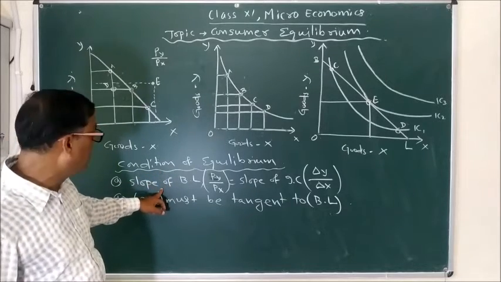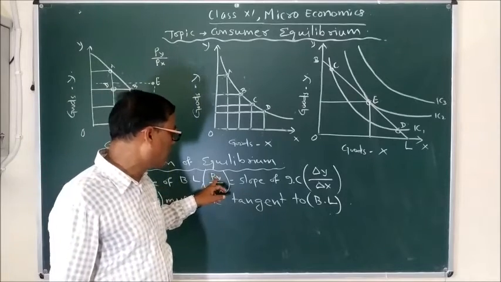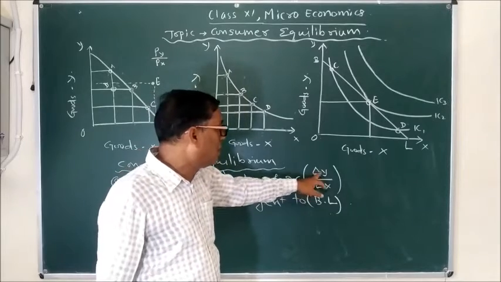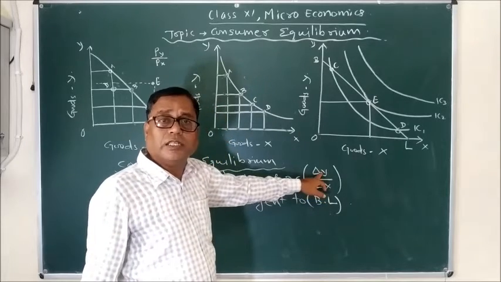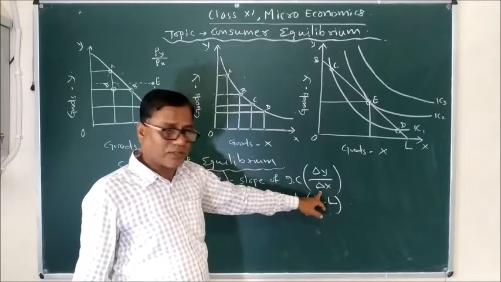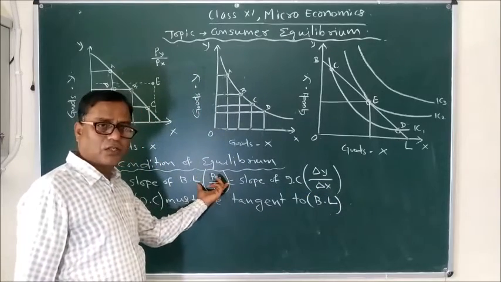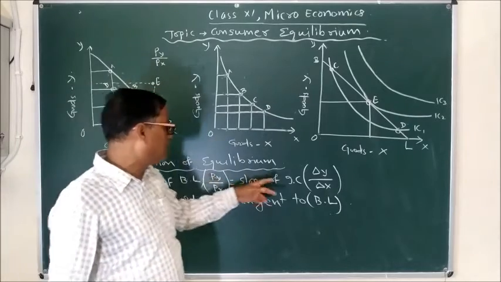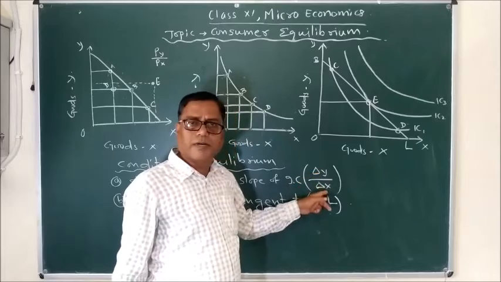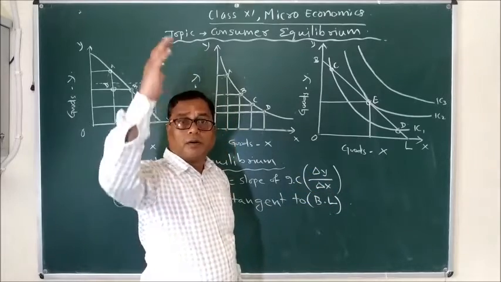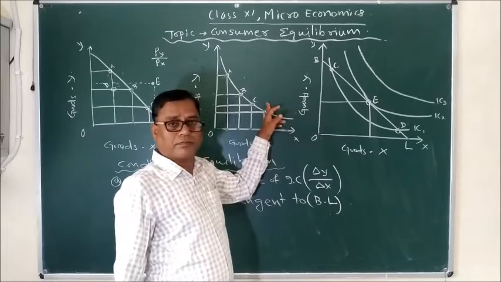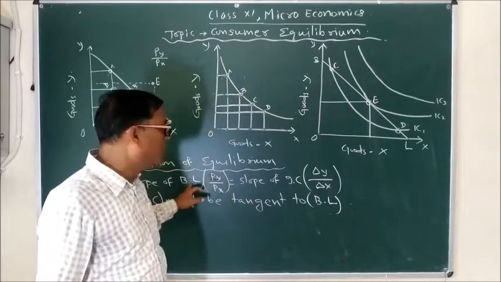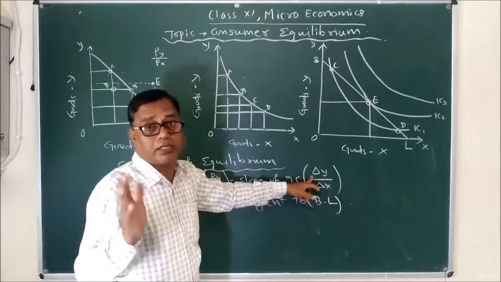The first condition is that the slope of the budget line, that is price of Y upon price of X, must be equal to the slope of the indifference curve, that is del Y upon del X, or change in units of Y upon change in units of X. Whereas Py by Px, the slope of the budget line, shows us the price ratio between X and Y, the slope of the indifference curve, del Y upon del X, shows us the preference of our consumer. So the consumer is going to attain equilibrium when the price ratio becomes equal to the preference ratio.